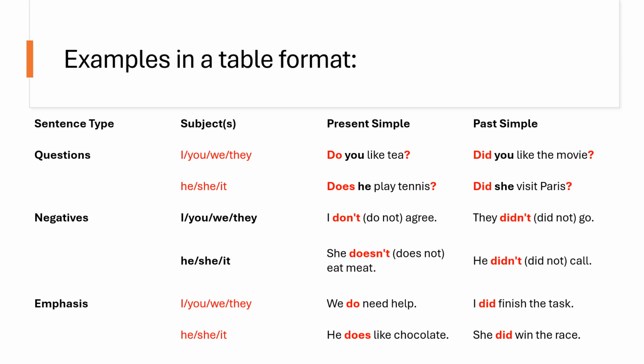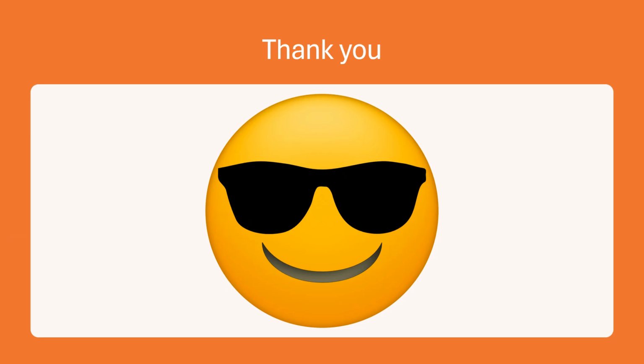And to add emphasis, for the subjects I, you, we, they, we will use do. For example, we do need help. And for the subjects he, she, it, we will use does. For example, he does like the chocolate. And we can use did for all the subjects in the past simple. I did finish the task, or she did win the race.